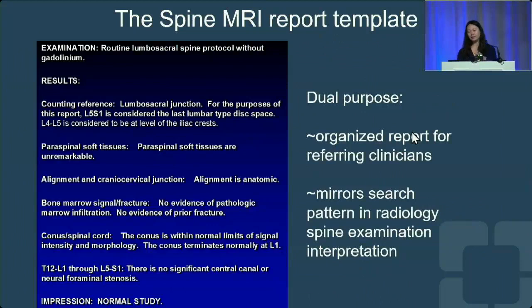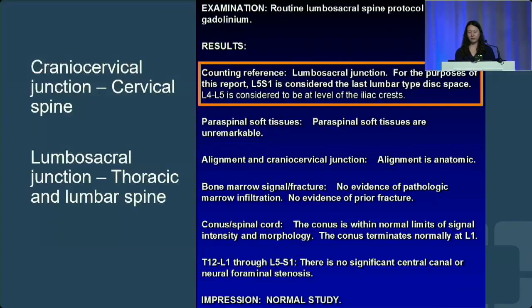So this is kind of like our search pattern for spine MRI. We go through the counting reference, we look at the paraspinal soft tissues, we look at alignment, we look at marrow signal, and then the intradural space involving the cauda equina or the spinal cord. And then we go through the levels usually to see if there's any high-grade stenoses in the canal and foramina.